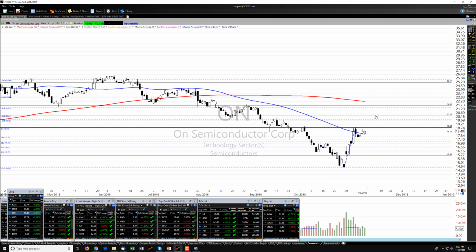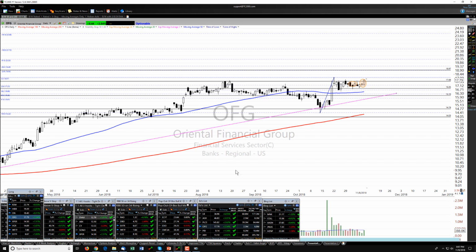ON, similar thing, rounded bottom breakout, doing a J hook, got a clearly defined breakout level that gives us a couple good moves. OFG, working on basically a bullish engulf of a doji to break out of a consolidation. It's not really a J hook, but it's a consolidation, and fairly well defined support and resistance above.